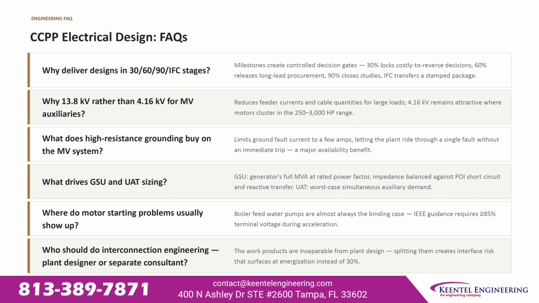What does high-resistance grounding buy on the medium voltage system? It limits ground fault current to a few amps, letting the plant ride through a single fault without an immediate trip. A significant availability benefit.